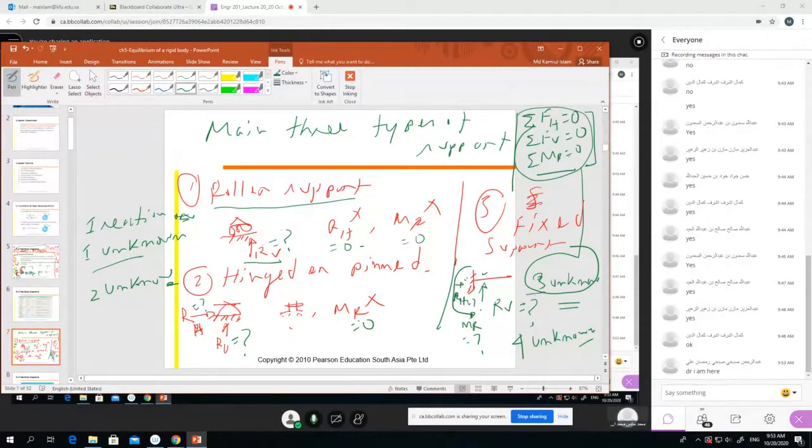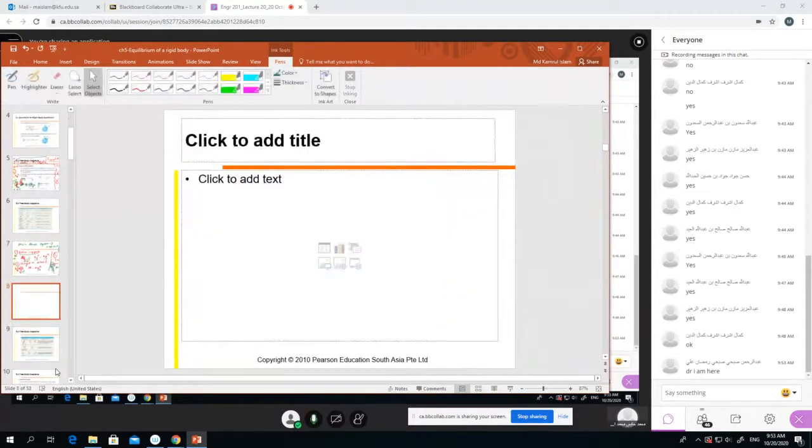If there are three unknowns, we need three equations, and we have three equations. We can solve it. If somehow our unknowns are 4, then what is the problem? Can you tell me? Answer me, please. Yes or no?